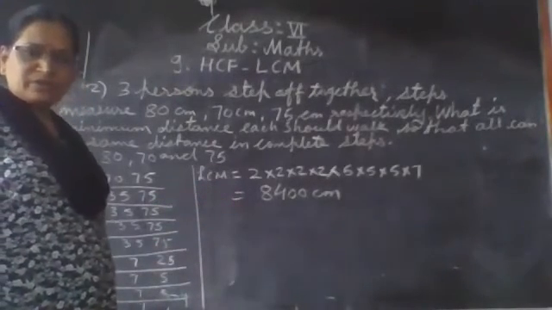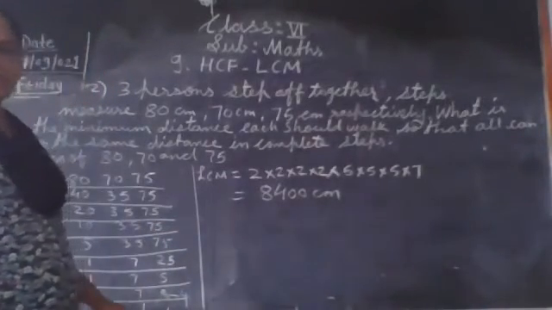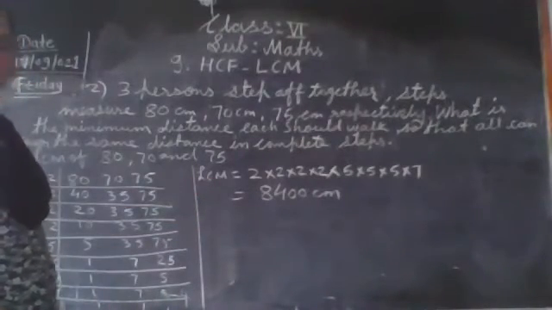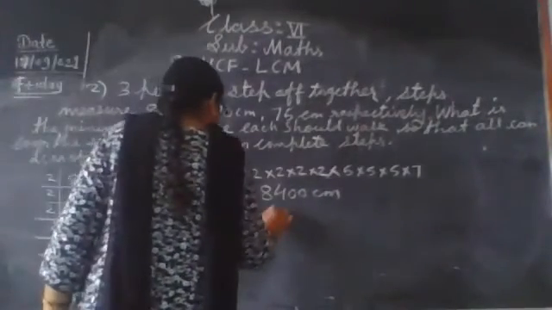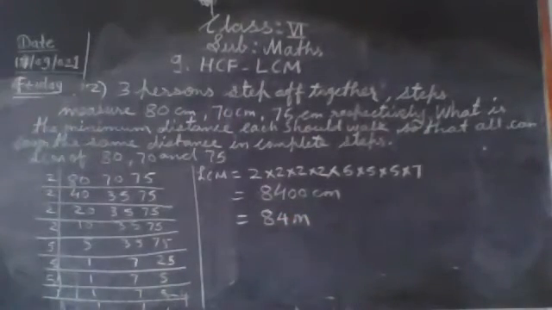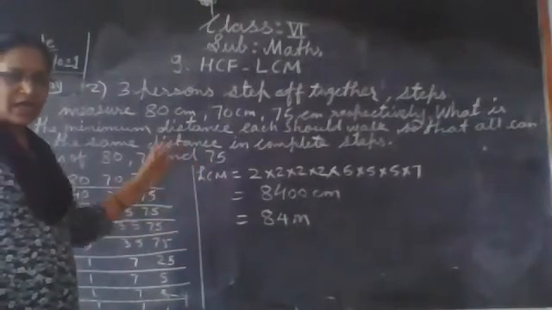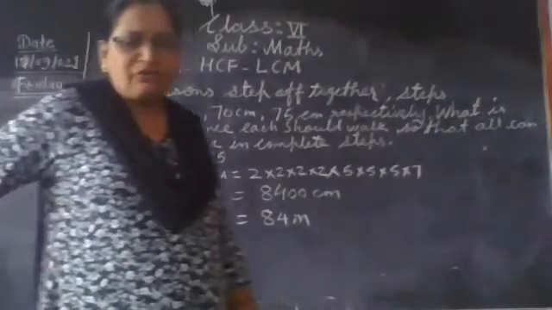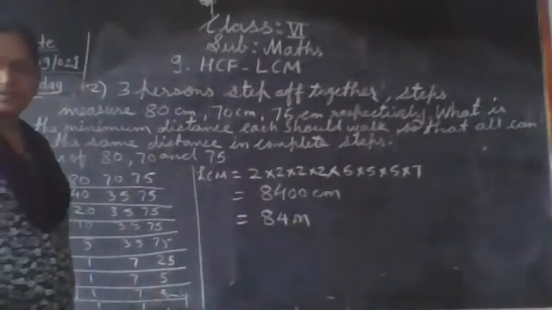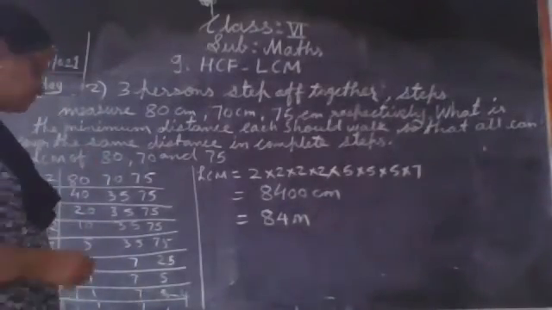So we will convert it into meter. How many centimeters make 1 meter? Yes, 100 centimeters make 1 meter. So we will divide this number by 100. We will get 84 meter. So after 84 meter, again they will step off together. Got it, children? Yes. So let's try one more example on this.